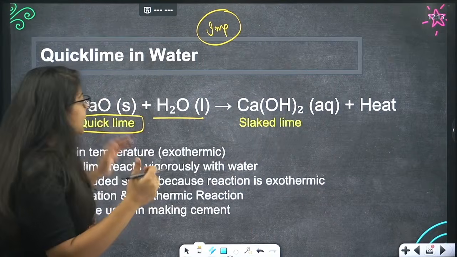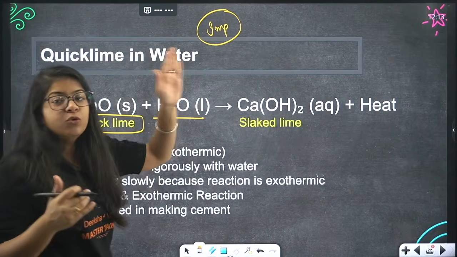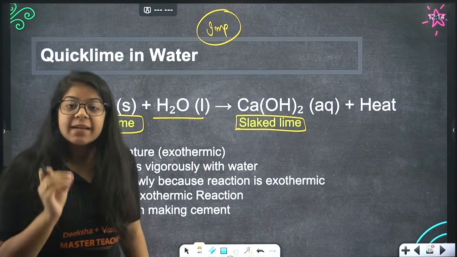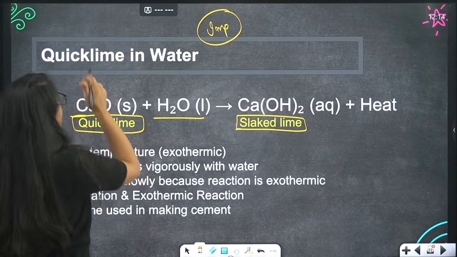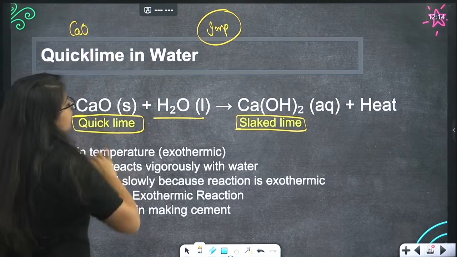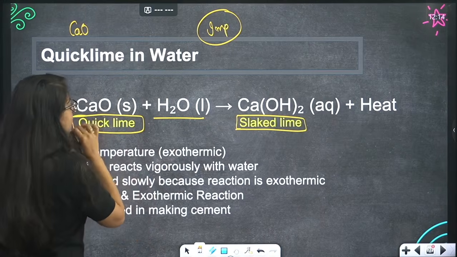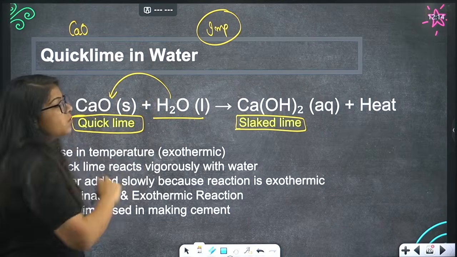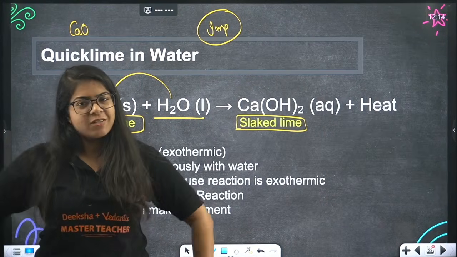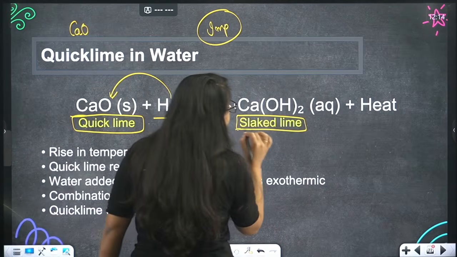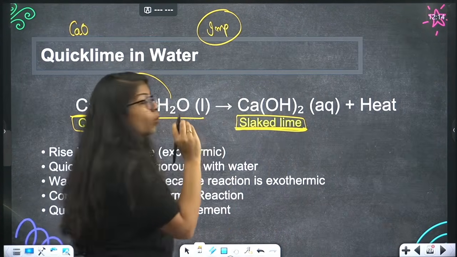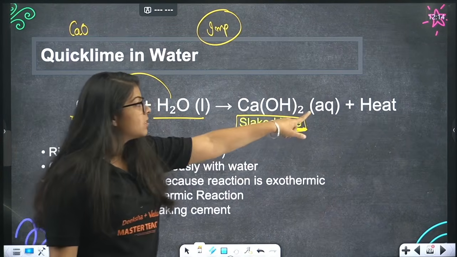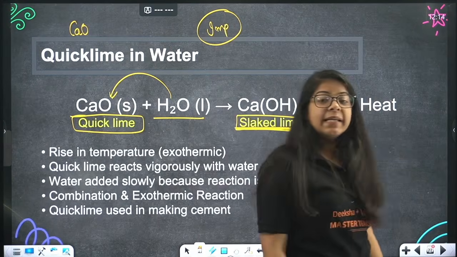Why? Because this calcium oxide combines with water to finally form calcium hydroxide, that is your slaked lime. Quicklime is what? CaO, calcium oxide. It combines with water. Then what happens? With this oxygen, this hydrogen also comes and sits with oxygen, like it wants to do friendship with it. So it becomes slaked lime, Ca(OH)2. Now this is aqueous, a solution inside water, correct? So this is aqueous, plus a lot of heat is generated.